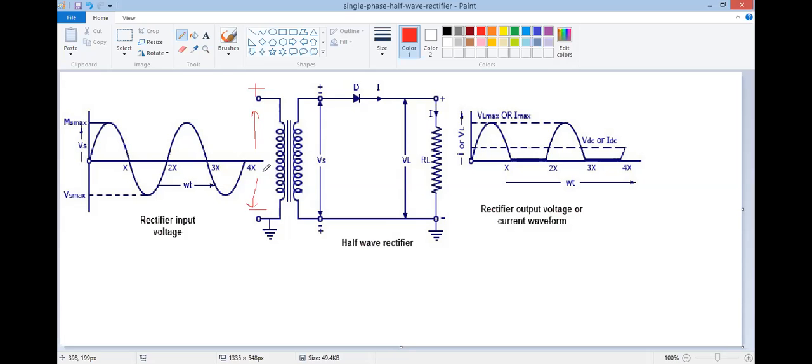And what will happen when the negative half cycle is there? Here it will be minus and here it will be plus. In case of positive half cycle, plus will be on the upper side, minus on the lower side. In negative half cycle, minus will be on the upper side, plus on the lower side. So we'll consider that only the positive half cycle is there. First of all, positive half cycle has appeared. This plus will be on the upper side, this minus on the lower side.